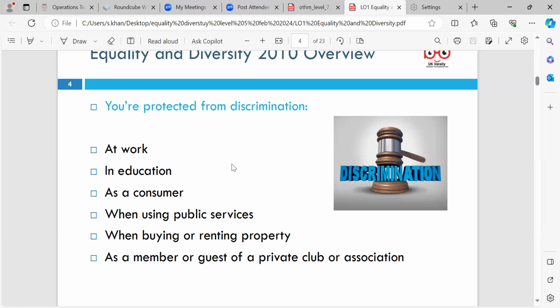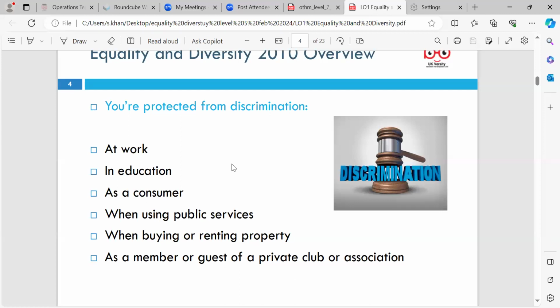What if you are told that you've been sacked on the basis that you've done something? Constructive dismissal. Yeah. You've been sent home for no reason at all. Okay. They've given you no reason. Constructive dismissal. You've been bullied at work, harassment. So you're protected at work as well.